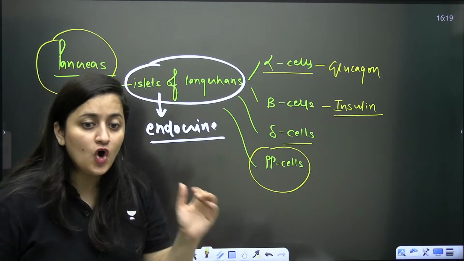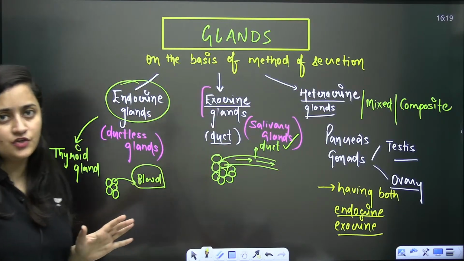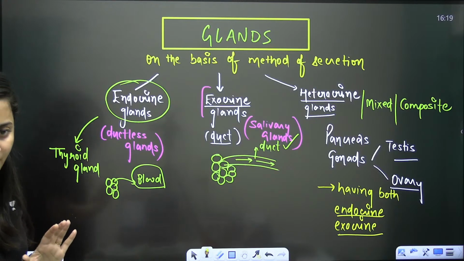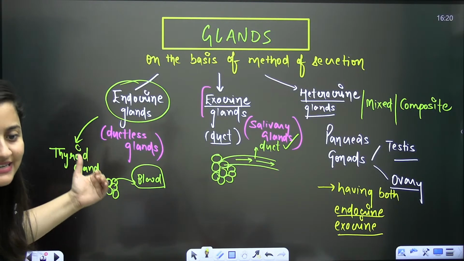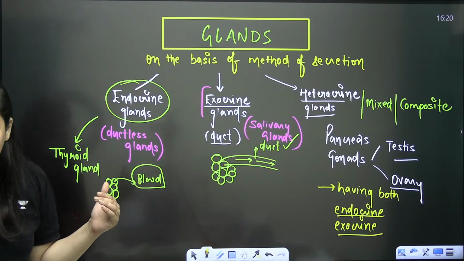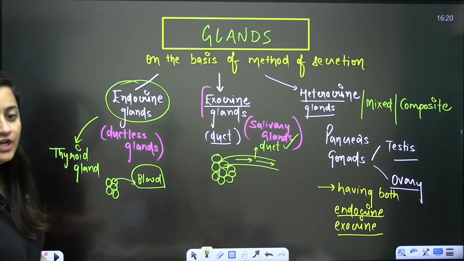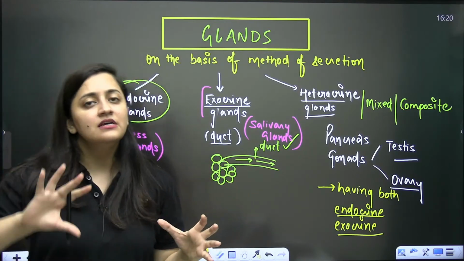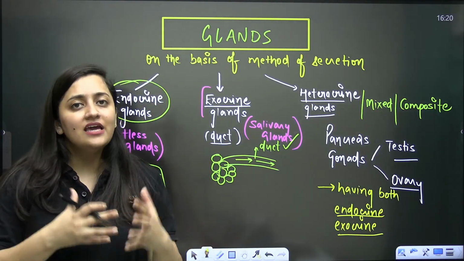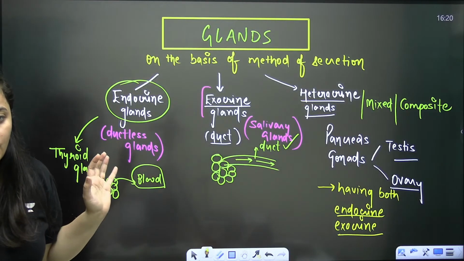So on the basis of the method of secretion also, we have different types of glands. What are glands? Glands are secretory in nature. They are going to secrete some chemical substances. Even the cuboidal cells and the columnar cells can get modified and form the glandular epithelium. That's what you need to keep in your mind.